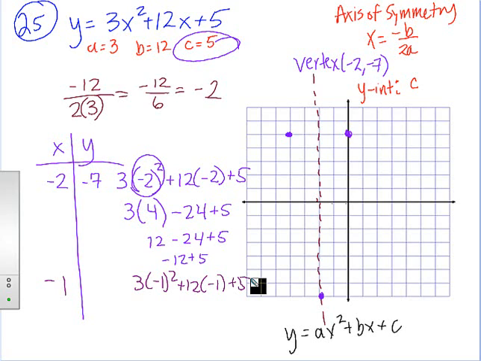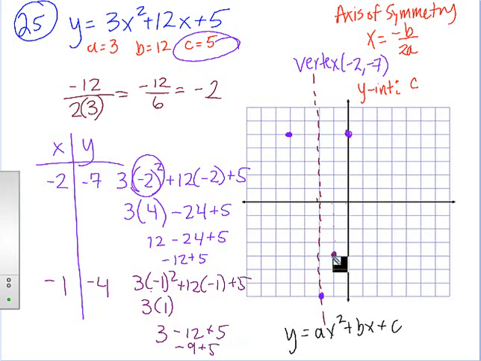All right. So -1 squared, what is that? We take -1 and square it. We get +1. So 3 times +1 is 3. And then we have 12 times -1 is -12. And then plus 5. So what's 3 minus 12? -9. And -9 plus 5 is -4. So this tells us another point. So now we have the point -1, -4.